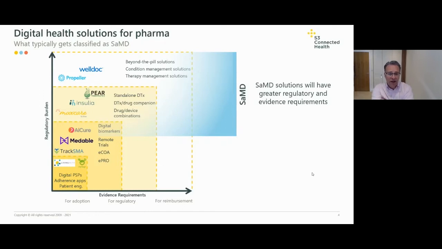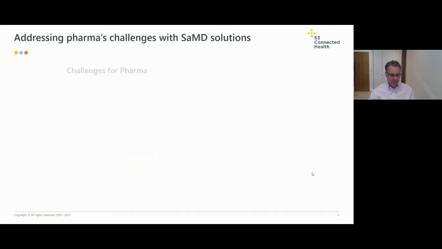Whereas, let's say, Propeller is clearly SaMD. It includes a combination of a sensor that attaches to most inhalers, and it combines that with a digital therapeutic that helps patients and clinicians manage their asthma and COPD. So while a digital therapeutic, for example, will take more cost and time to develop and launch, it should also offer a lot more for stakeholders, the pharma sponsor, patients, clinicians, health authorities, and payers, than a simple patient engagement app. Okay, if we can go to the next slide, please.